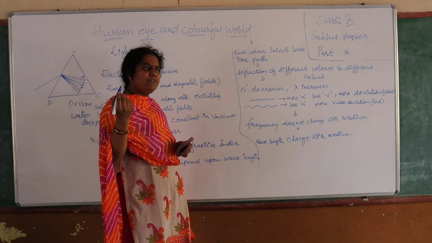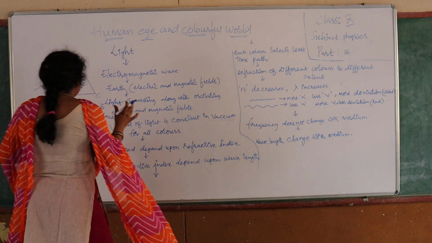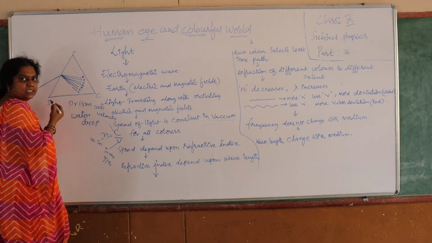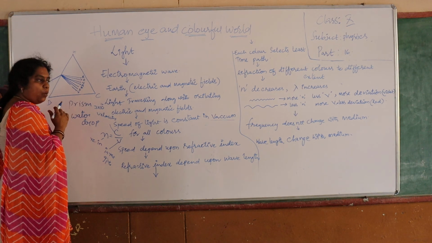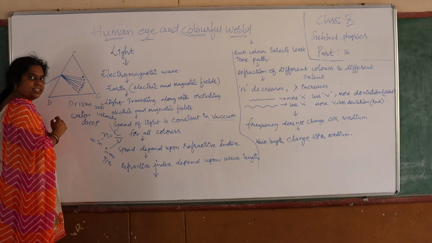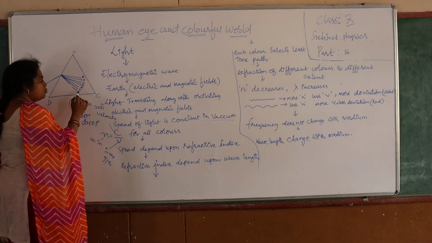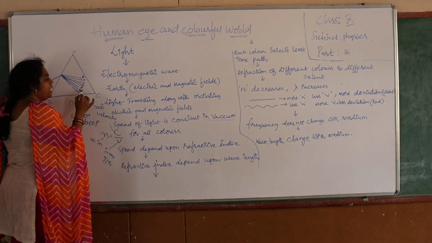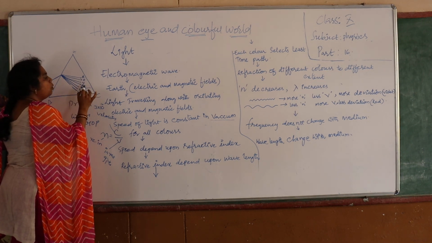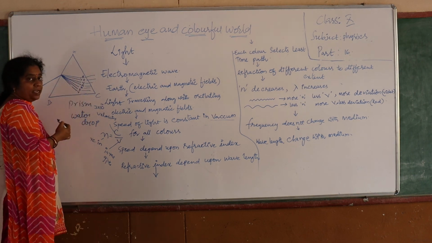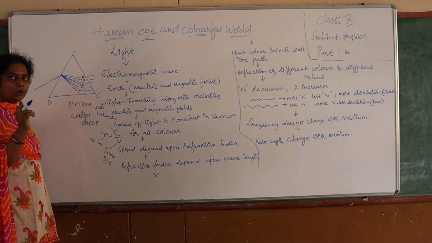Each color, every color, what will happen here? You see here, when the light is entering into the transparent medium, what will happen? The white light is having 7 colors, I told you. That is VIBGYOR: violet, indigo, blue, green, yellow, orange and red. It is having all the 7 colors, I told you.